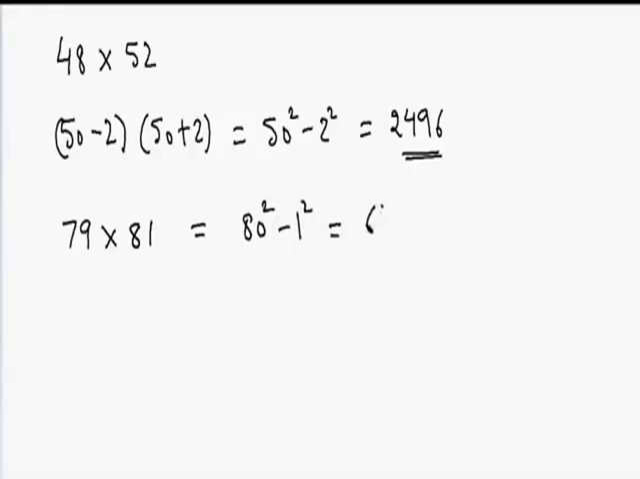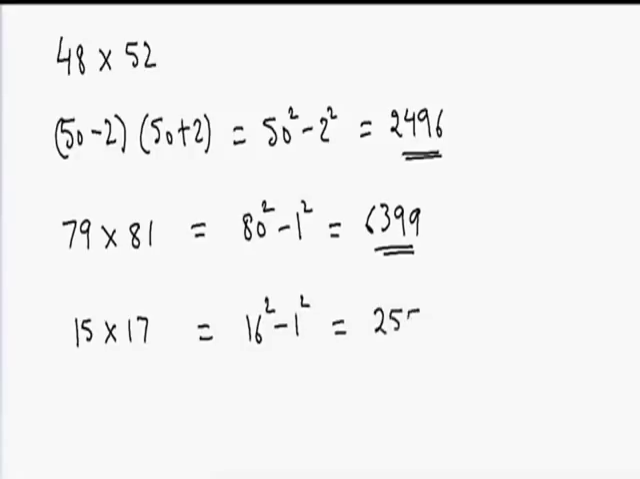So this will be equal to 6399. Suppose we have to do 15 into 17. In that case it will be equal to 16 square minus 1 square, that's equal to 255.